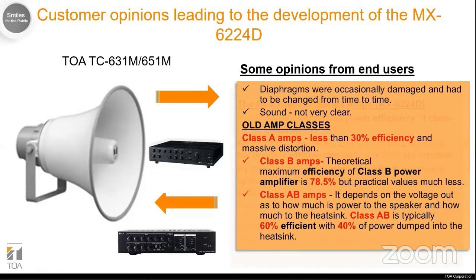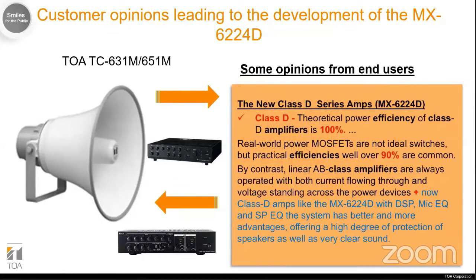So this brings us to the TOA MX6224D, the Mosque amplifier designed specifically for medium and small sized mosques. What are we offering? We are offering new class D series amplification. A class D amplifier has theoretical power efficiency of around 100%. But in real life, we're talking of efficiencies of around 85%, more realistically around 88%, though it is easy to reach about 90% efficiency. So class D amplifiers offer very good efficiency compared to any other class. Plus, they offer a lot more. Let me read what I've written here in blue.